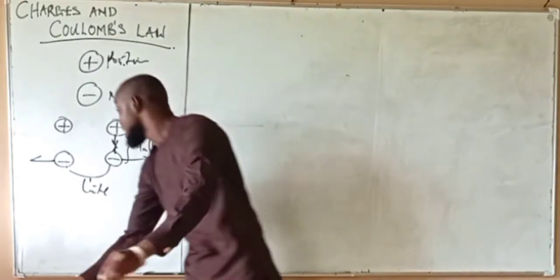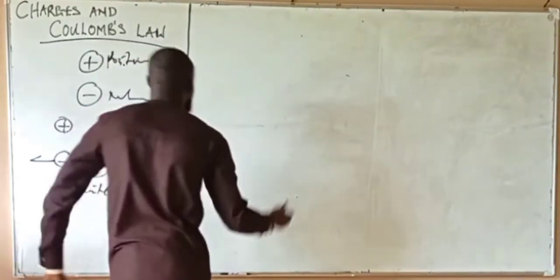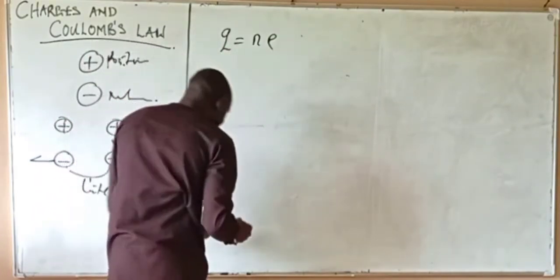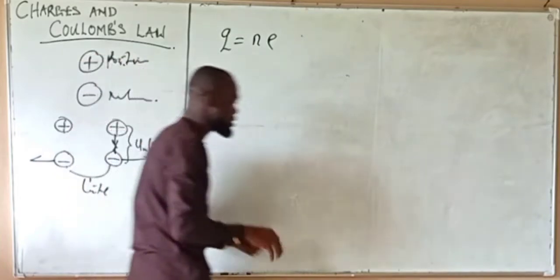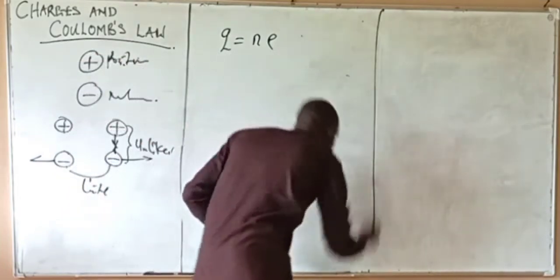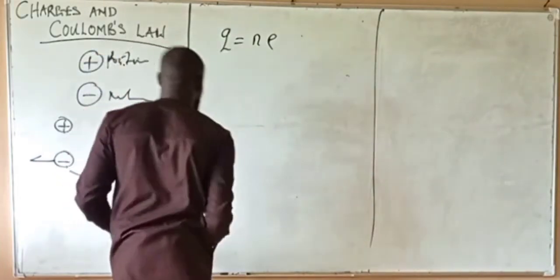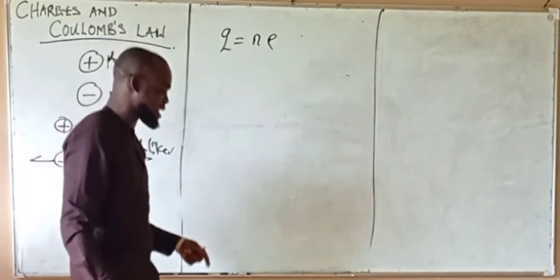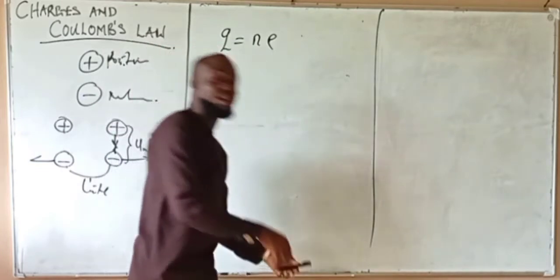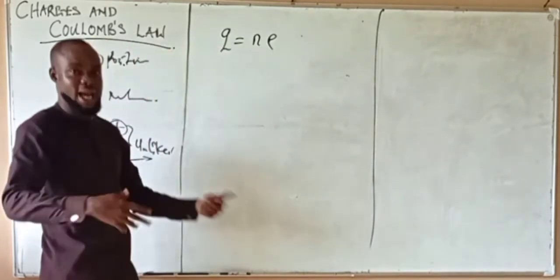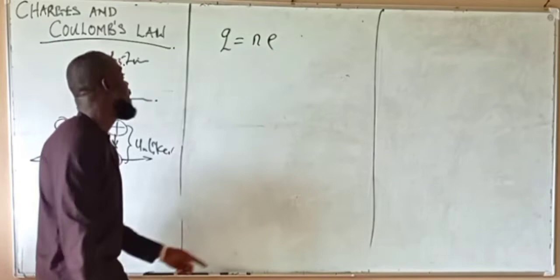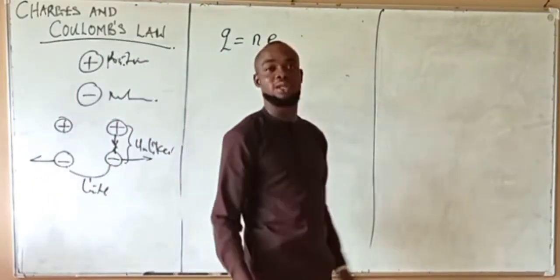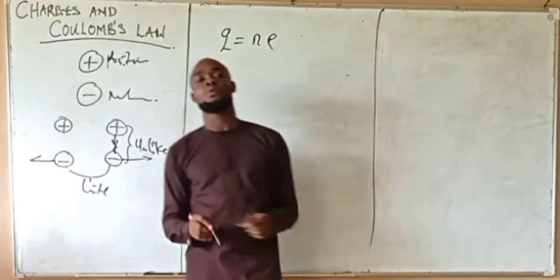This means that any charge found in nature can be written as Q equals N E. Any charge found in nature can be written as Q equals NE. Now, what is the meaning of that Q? Q is the symbol for charge. Then N is any integer. It can either be a positive or negative integer. But E is called the elementary charge. That's what we call E.